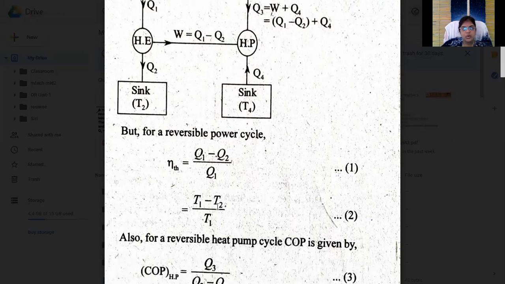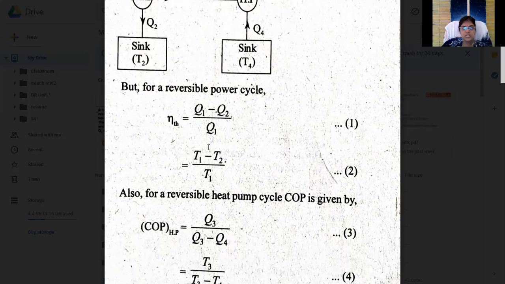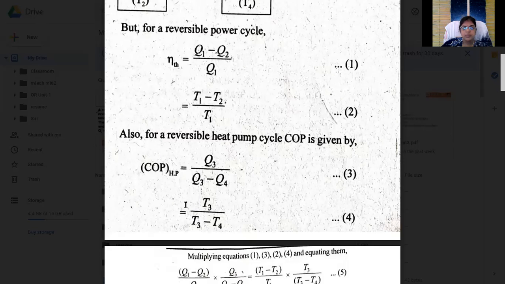So actually according to the thermodynamic temperature scale, whenever the Q's are there, we just replace them with temperatures. So Q1 by Q2 is equal to T1 by T2. The same thing here also, we just replace the Q's with the temperatures according to the thermodynamic temperature scale. So thermal efficiency is T1 minus T2 by T1. Also for a reversible heat pump cycle.